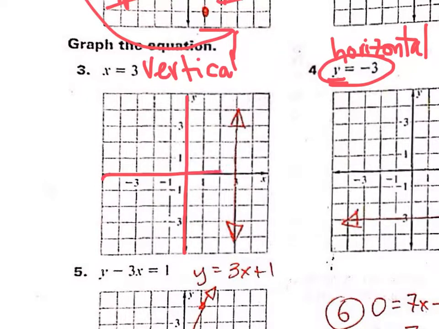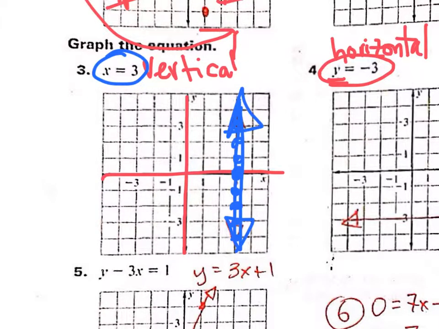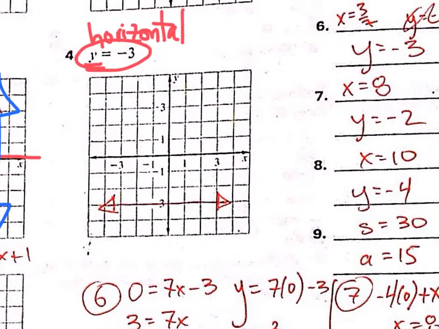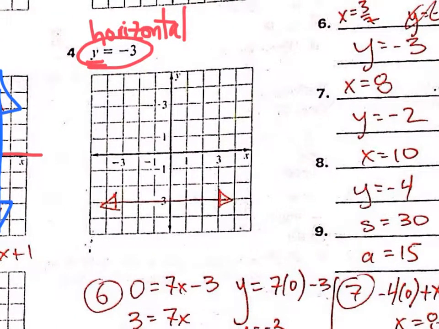Let me just fill in the axes here. Our line is actually right here, passing through 3 on the x-axis. Notice how every point on that line, if I had drawn it well, has an x-coordinate of 3. So you can basically plot a bunch of points that have an x-coordinate of 3, and there you go, it's a vertical line. Question 4, y equals -3, so this is going to be a horizontal line that passes through y equals -3, like so.